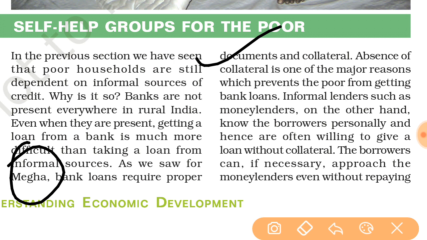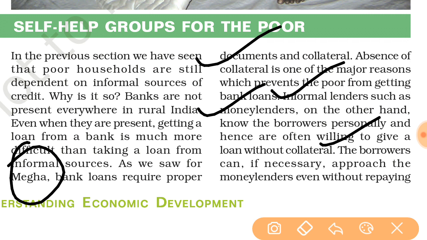Because the poor people lack collateral, and when they approach the bank for a loan, the bank will ask them to submit collateral, but the poor people lack it, so they are unable to get a loan from the formal source, the bank. Informal lenders such as moneylenders, on the other hand, know the borrowers personally and hence are often willing to give loans without collateral. In the informal source there is no need of collateral.